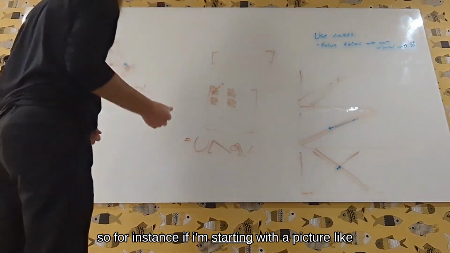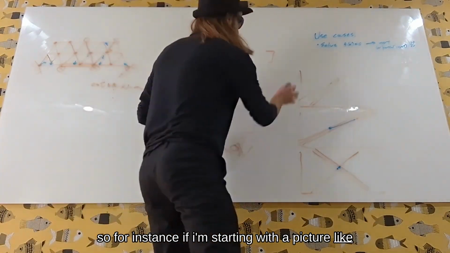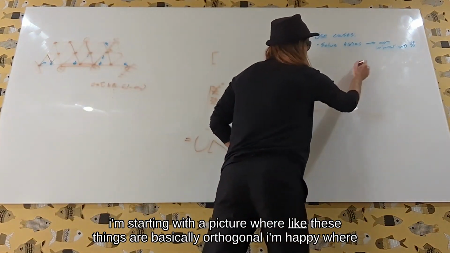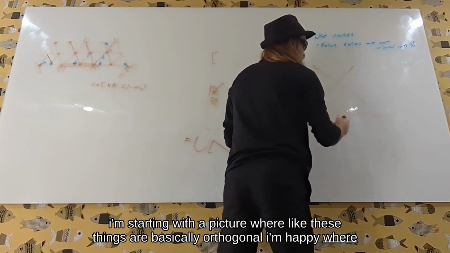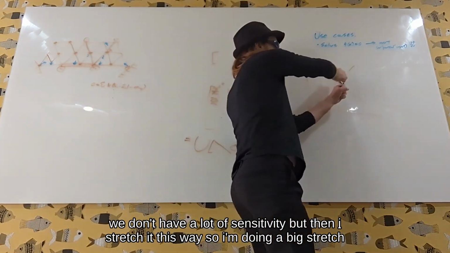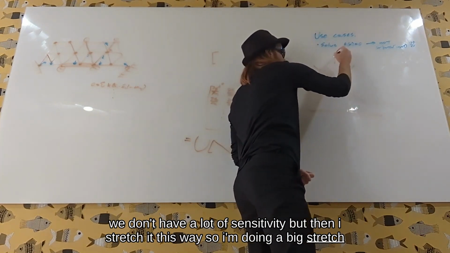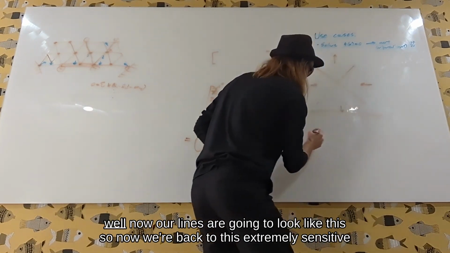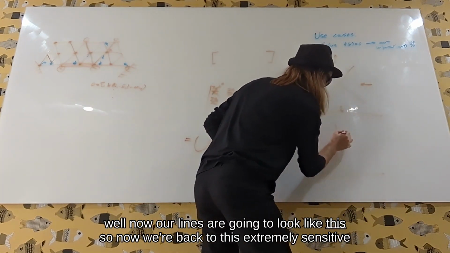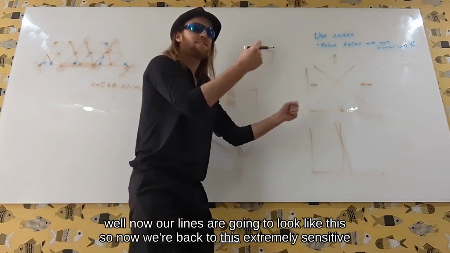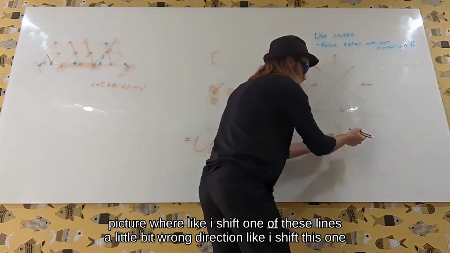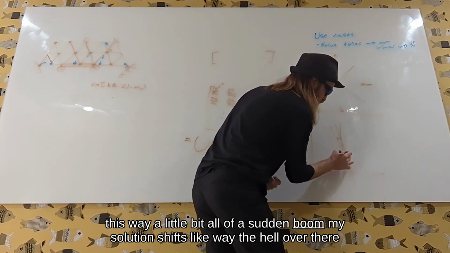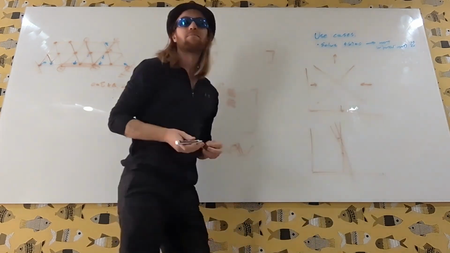So for instance, I'm starting with a picture where these things are basically orthogonal, I'm happy, we don't have a lot of sensitivity, but then I stretch it this way. So I'm doing a big stretch in the y direction, and then I'm compressing it this way. I do a big compression in the x direction. Well, now my lines are going to look like this. So now we're back to this extremely sensitive picture where if I shift one of these lines a little bit in the wrong direction, like I shift this one this way a little bit, all of a sudden, boom, my solution shifts way over there.